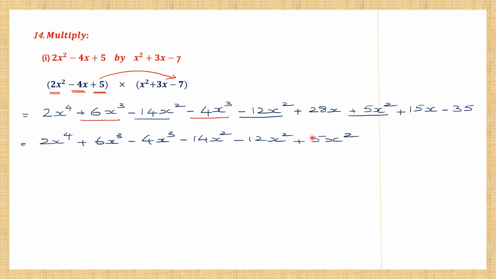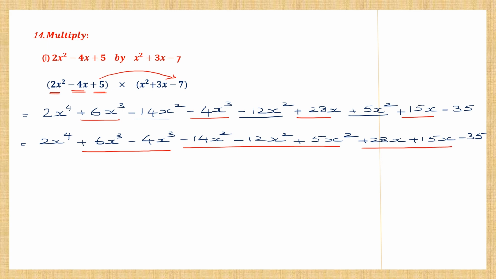Then let's look out for the next one, which is x. Here we have 28x and then we have 15x. So we'll have to write down these two, plus 28x plus 15x, and the last one is only the number minus 35. Now let's work on all the like terms. These are like terms, and here we have again like terms, and here also like terms. So let's simplify all that.